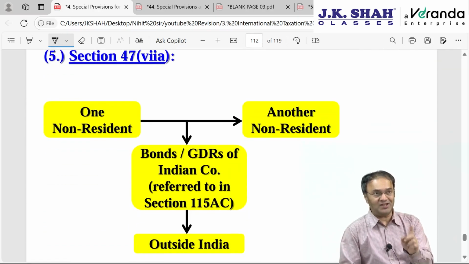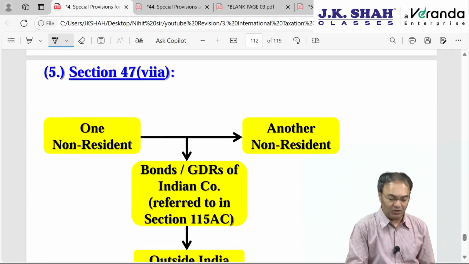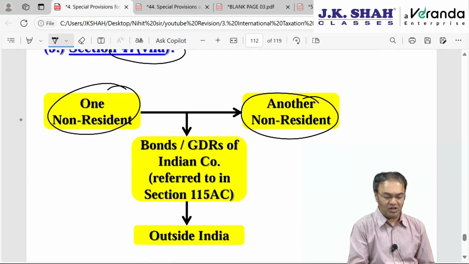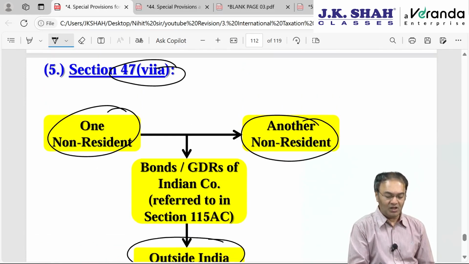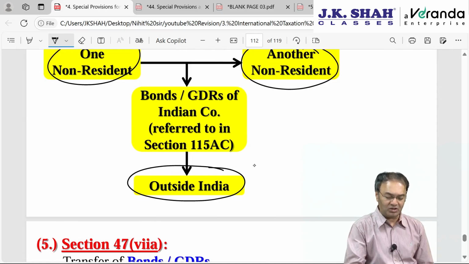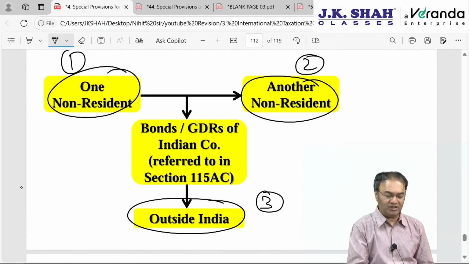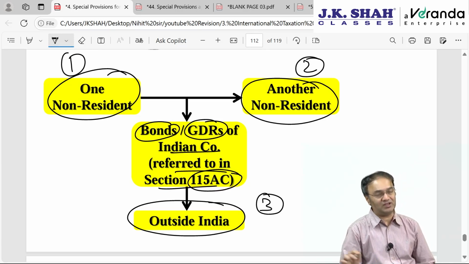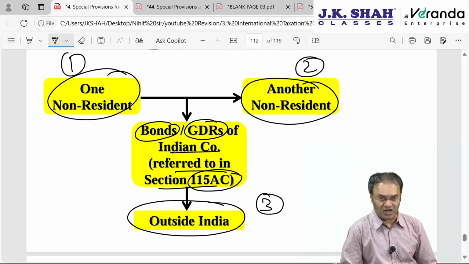47 clause 7a, 7AA, 7ab. Quickly, 7a: one non-resident transferring to another non-resident outside India. Condition 1, condition 2: buyer and seller both are non-resident. Condition 3: transaction taking place outside India. What is getting transferred is bonds or GDRs of an Indian company referred to in section 115AC. Then it will not be regarded as transfer.